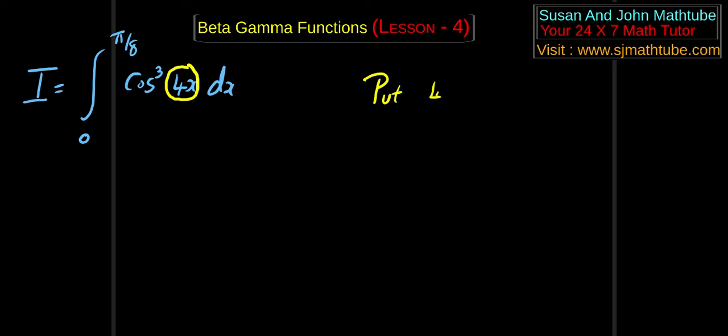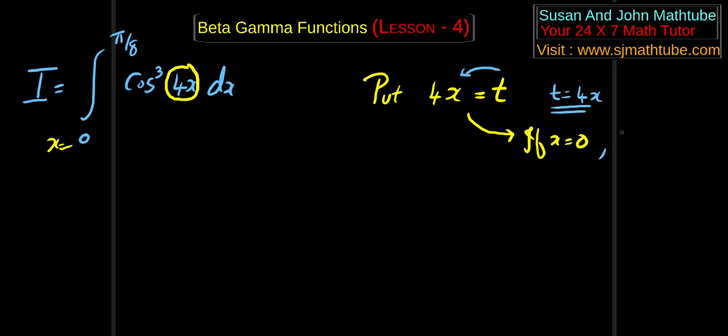We put 4x is equal to t because I already found one connection between the angle and the limits. And I'll tell you the connection in a minute. Look at this. These limits belong to x, right? So, if x equal to 0, I think I'll write from right to left. That will be comfortable for you. Tell me, what is the t value? 4x. So if x equal to 0, t will be 4 into 0, that is 0. Now, if x is equal to the upper limit, pi by 8, what will be t?